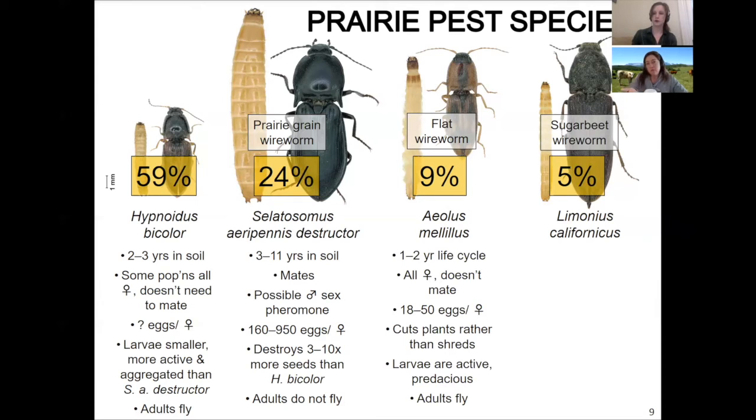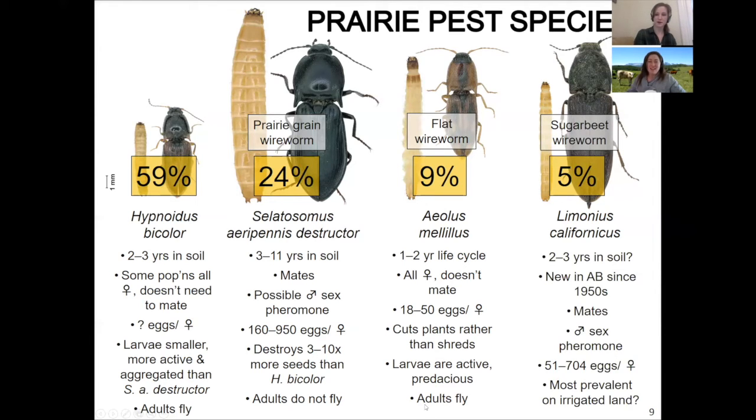Like if you held one of these in the palm of your hand, it's hard to prevent it from escaping off the side of your hand. Like they're really fast, and they're predators too. So are they eating other wireworms in the soil? Probably. We don't know what's going on down there. And the adults will fly.